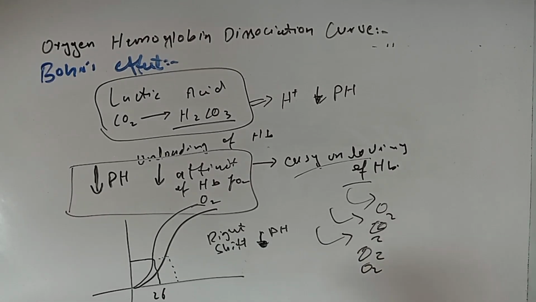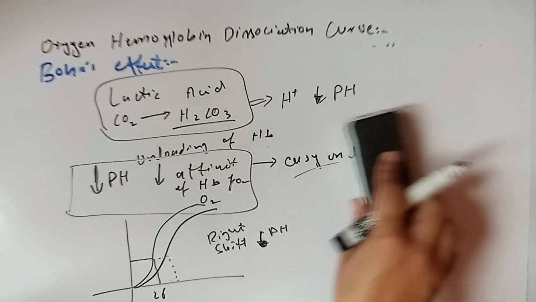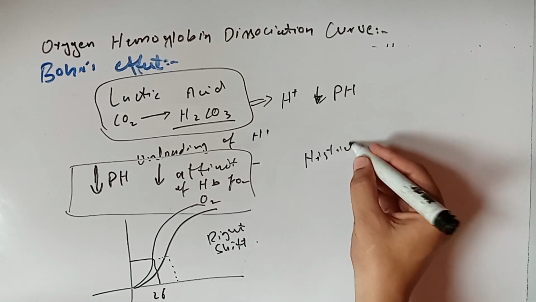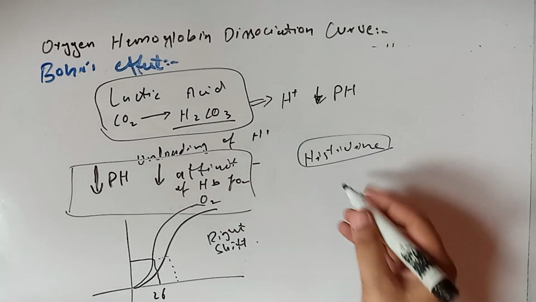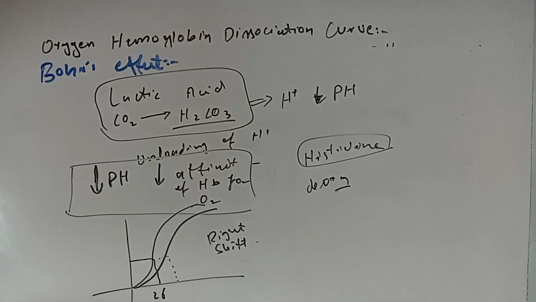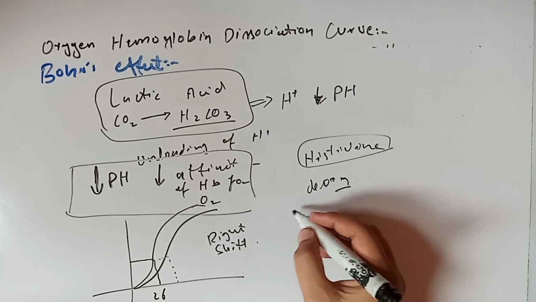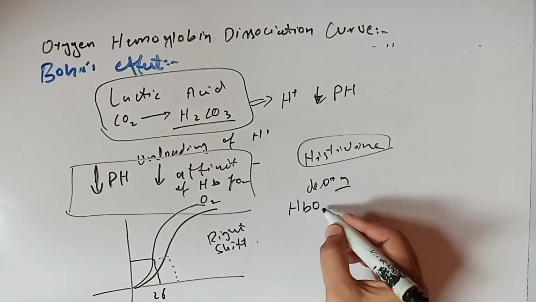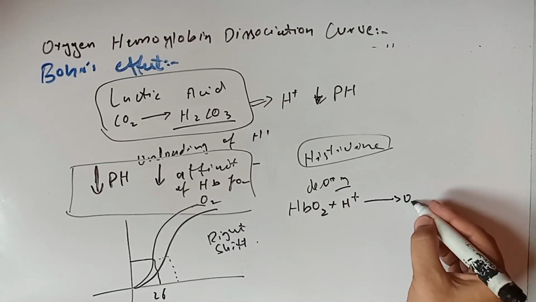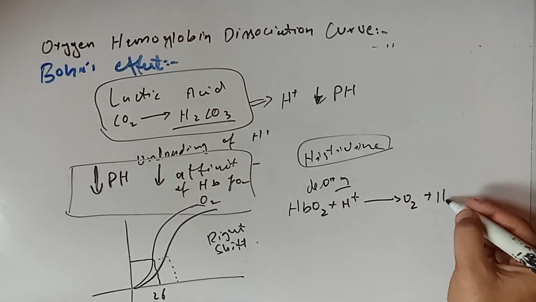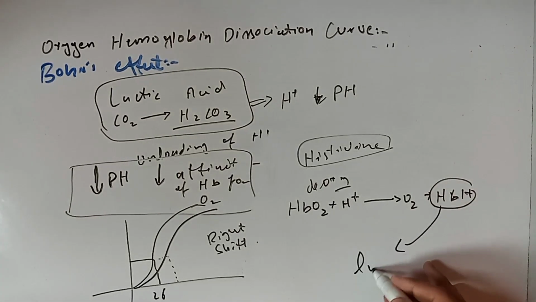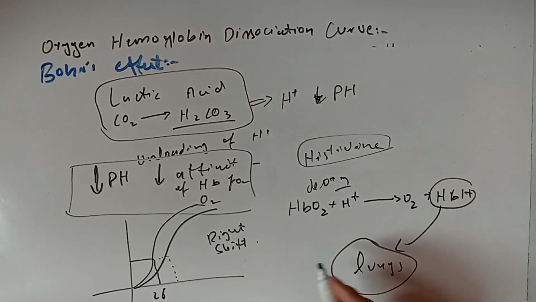And how does this phenomenon occur, or what is this mechanism? This mechanism is because the histidine residues present in hemoglobin, when they are in the deoxy state, pick up the hydrogen ions and form HbH. Here is HbO2 plus H. What happens? This H causes the unloading of oxygen, oxygen is released, then this H binds to the histidine residue and forms HbH in the tissue. So HbH is formed, and when it moves to the lungs, what happens? In lungs there is high pH.